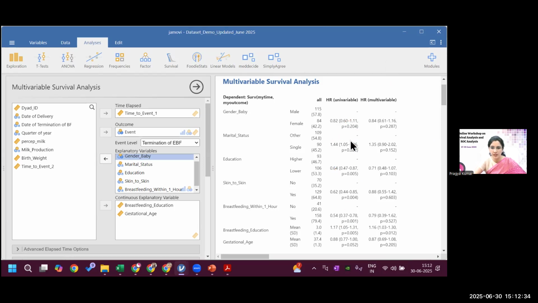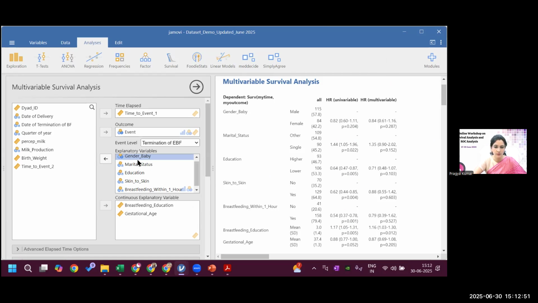And multivariable, then the second one will be proportional hazard. Then multicollinearity, I have removed one variable, that was the gestational birth weight. I did not take that. And then there was another one, which is the proportional hazard. So I will have only gender.